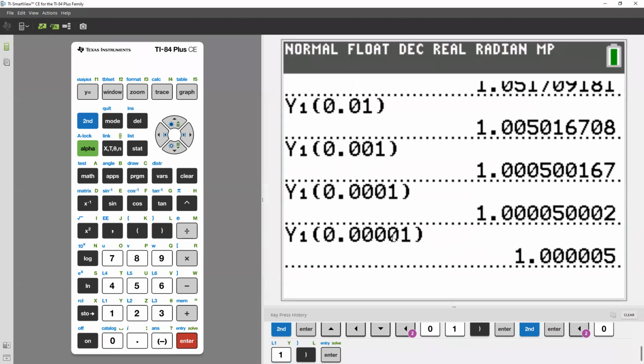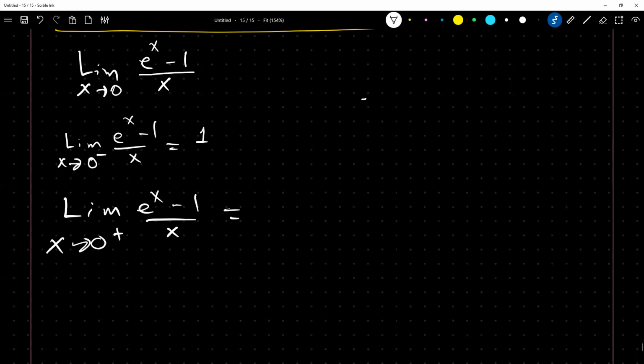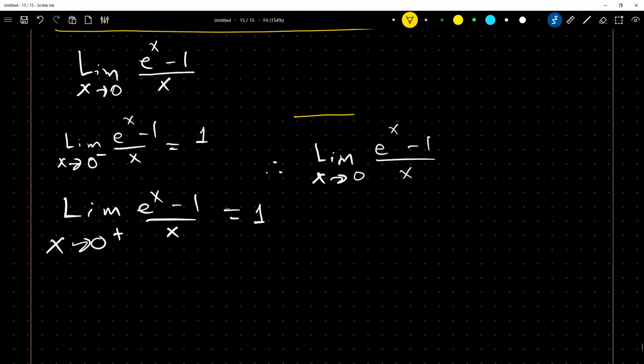All right, so now let's go back over here to our pad. So we've seen that the left side limit is equal to 1, and the right-hand limit is also equal to 1. So that means that the limit exists, and the limit as x goes to 0 exists, and we know that it's equal to 1. Okay, and later on we'll prove this in an algebraic way. But right now we have this fact.